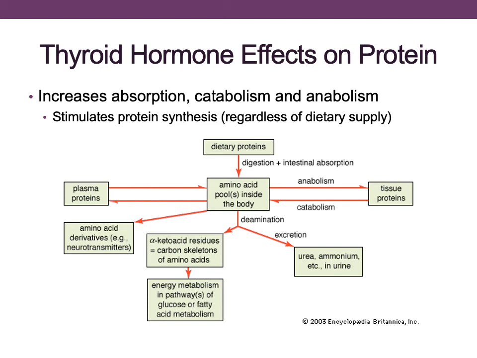Thyroid hormone effects on protein. Just like with carbohydrates, thyroid hormone stimulates all processes of protein metabolism, such as it increases protein absorption from the intestines, it increases catabolism, breakdown of proteins into amino acids, and anabolism, the creation of proteins from these free amino acids. Thyroid hormone stimulates protein synthesis regardless of dietary supply of the protein.